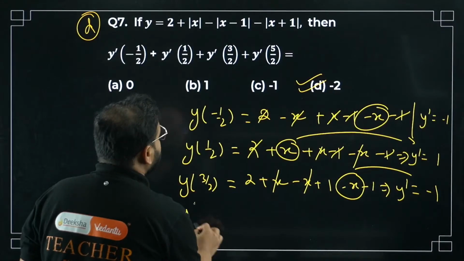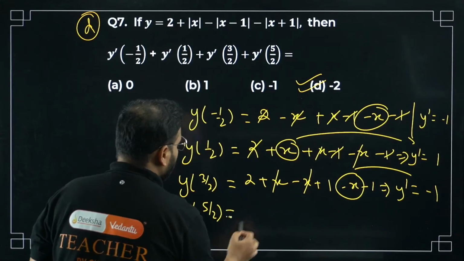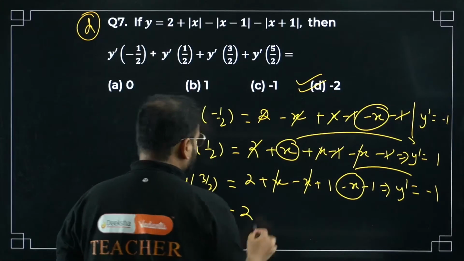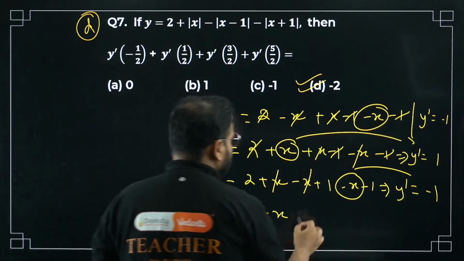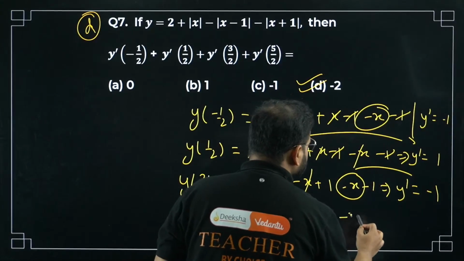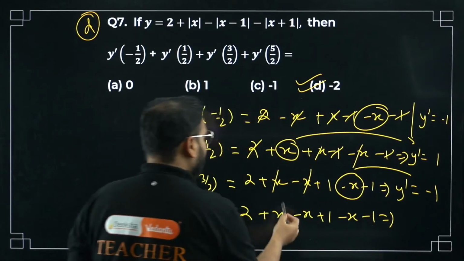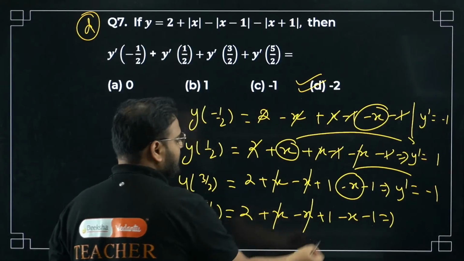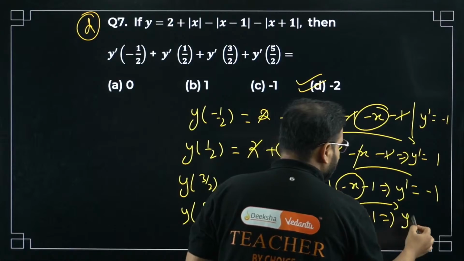Find the other case as well: y of 5 by 2. You'll have the same thing there, no? Plus x plus 1 minus x minus 1. Again you'll have this and this cancelled. The constant doesn't matter. For this part you'll have the answer for the derivative as minus 1.